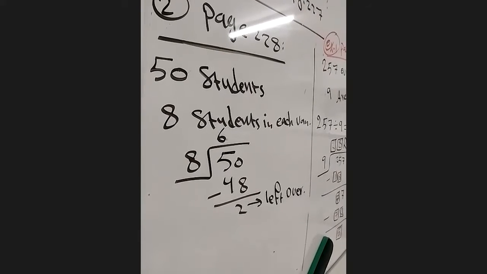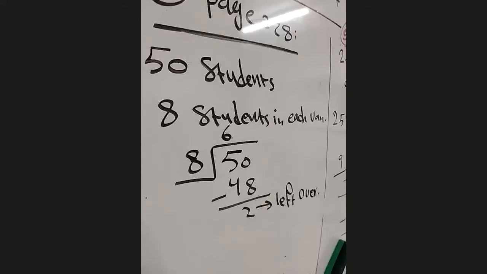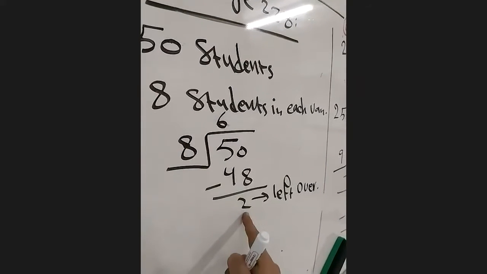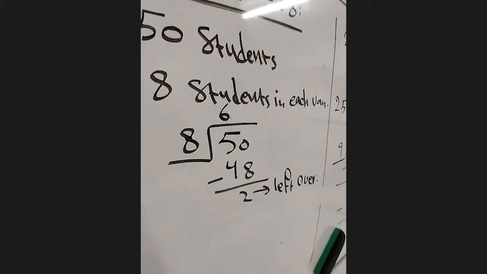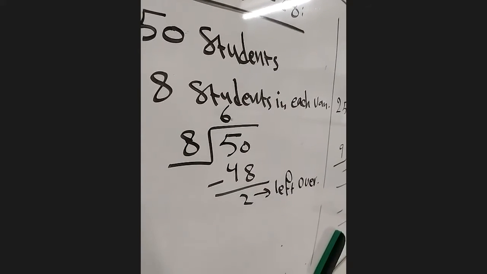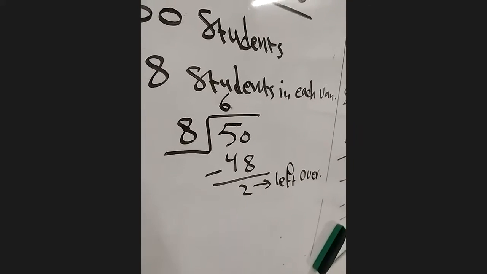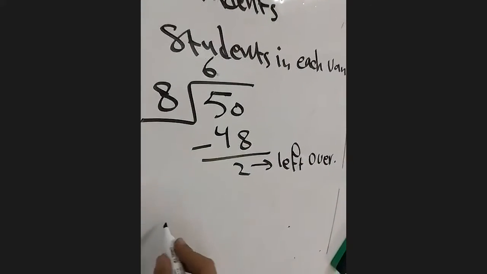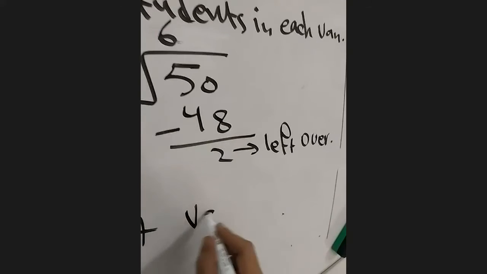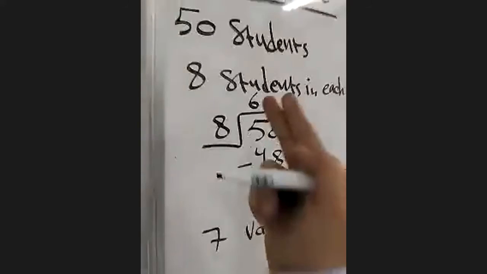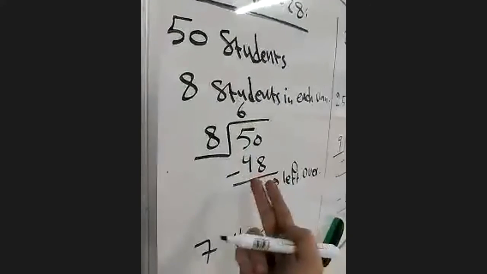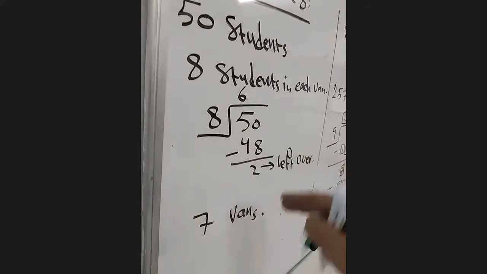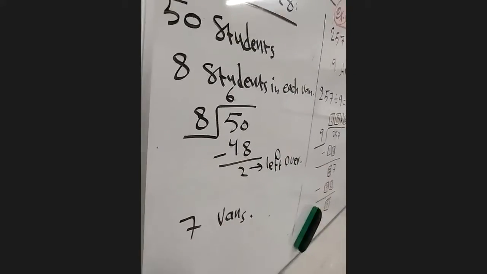We will use 7 vans. Excellent. We will get another bus to make these 2 students go with the trip. We cannot keep them in the school and go to the trip by ourselves, right? So we will need to bring how many buses? 7 vans. 6 for the 48, and still 2, so we bring another van to make them all go.